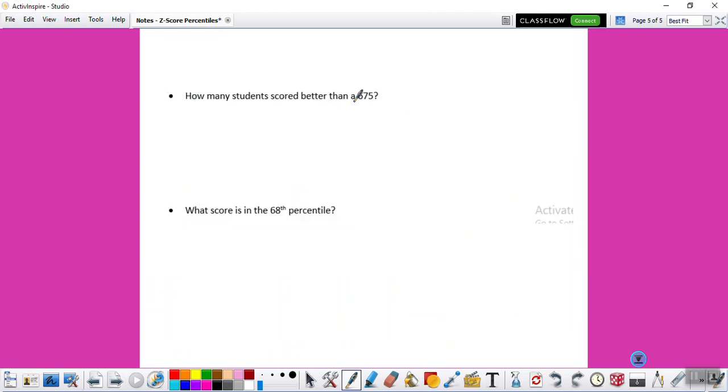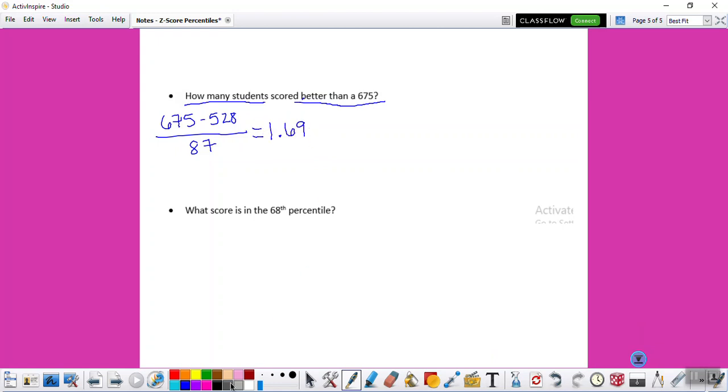How many students scored better than a 675? So there's two things in here. We're doing how many students and we're doing better. We're looking at better than a 675. So the first thing we still need to do is find the z-score for 675. So 675 minus 528 over 87, which gives me a z-score of 1.69.